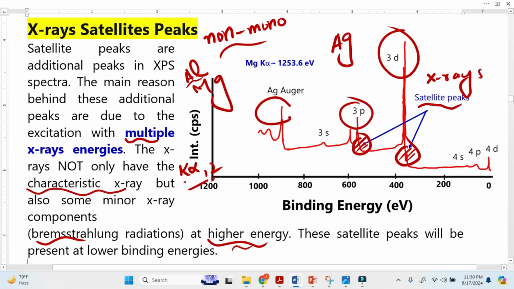So we know that when we use the Kα 1,2 line, we get the photoelectron peaks, right? But when we use other types of radiation, such as Kα 3 to 6 and Kβ, we get these additional satellite peaks.